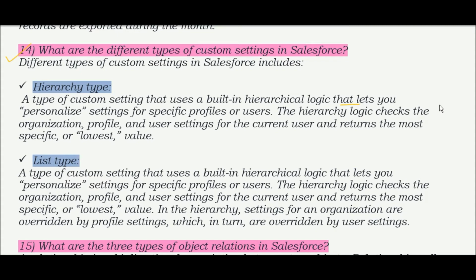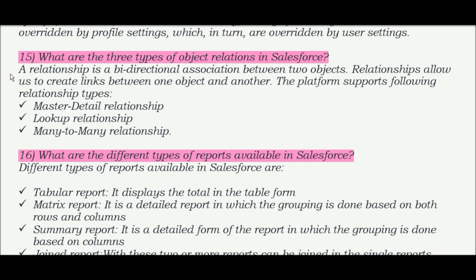Okay, now list type custom settings. A type of custom setting that uses built-in hierarchical logic that lets you personalize settings for specific profiles or users. The hierarchy logic checks the organization, profile, and user settings for the current user and returns the most specific or lowest value. In the hierarchy, settings for an organization are overwritten by profile settings, which in turn are overwritten by user settings.